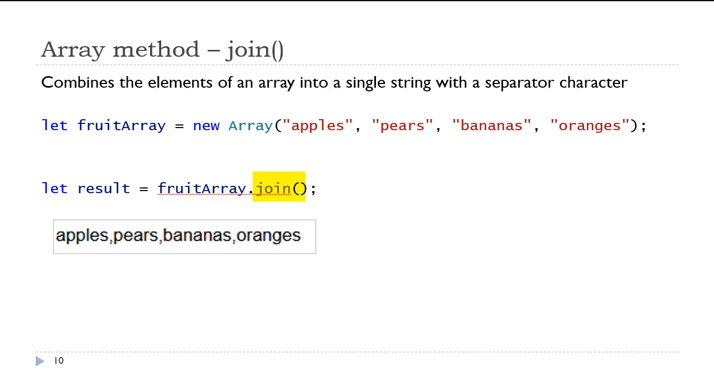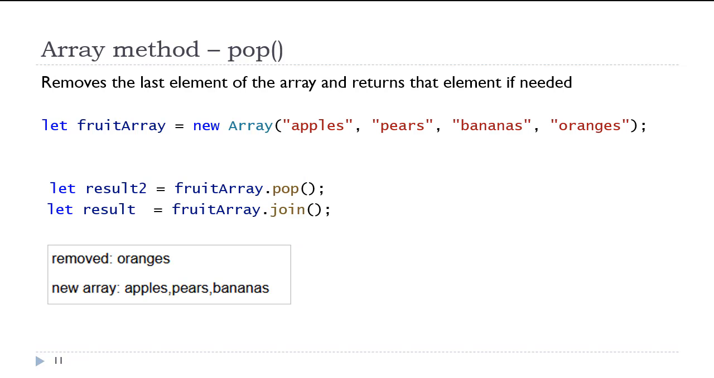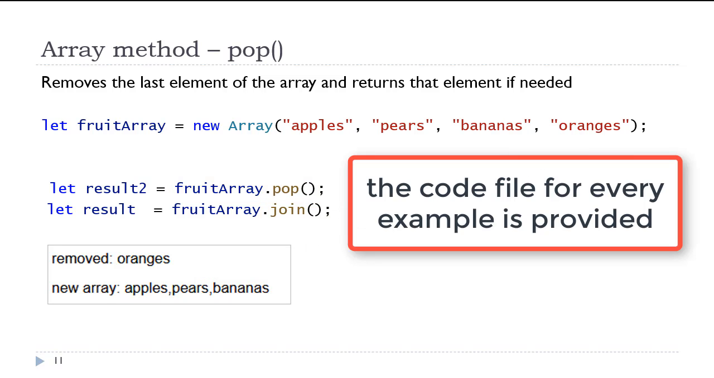Because this is a method, it is followed by 2 parentheses. Methods are always followed by parentheses, and many times you pass arguments in those parentheses. The pop method will remove the last element of the array, and it will return that element if you need it. So fruitarray.pop will return oranges because that was the last element that was removed. And now my new array only has 3 elements.